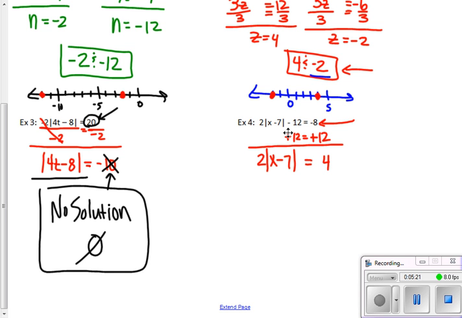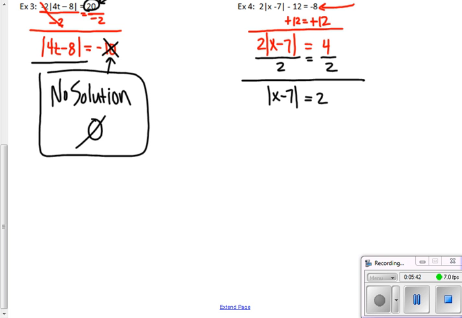Next step, go ahead and get rid of the 2. So I'm going to divide both sides by 2. We have the absolute value now isolated, and we have 4 divided by 2 gives us 2. So you notice that the absolute value of x minus 7 is 2, which is a positive outcome. That does work. So the next step is to go ahead and get rid of the absolute value. Your two cases, well, x minus 7 equals 2, and you have x minus 7 equals negative 2.